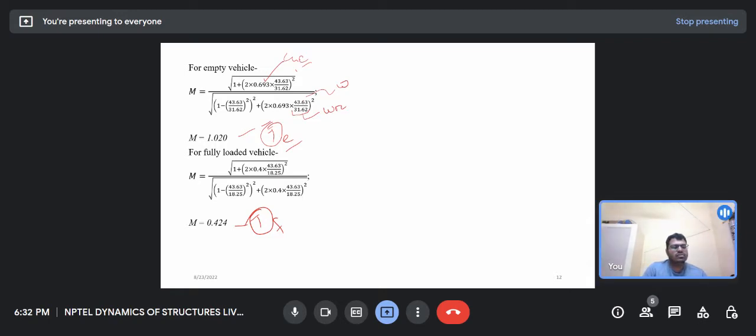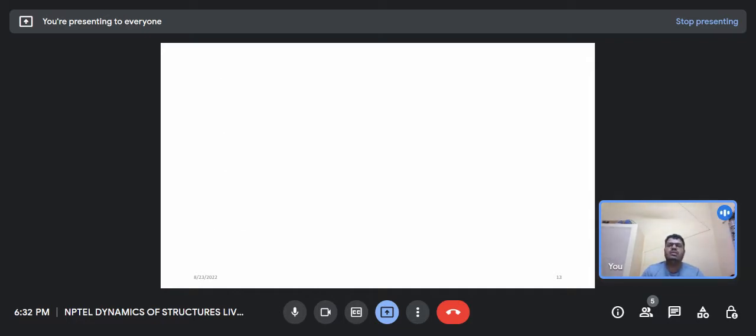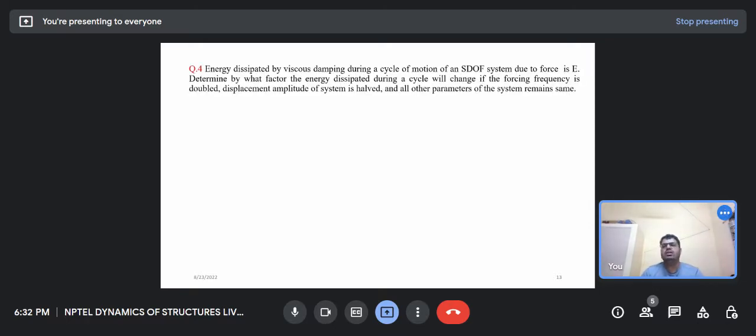Okay, if you have no doubt, let's move to another question, which is a simple expression type question. Now we are covering some questions related to viscous damping; these were the questions related to transmissibility. This question 4 is a one line question. You are given that the energy dissipated by viscous damping during a cycle of motion of an SDOF system due to a force is E. Determine what factor the energy dissipated during a cycle will change by if the forcing frequency is doubled.